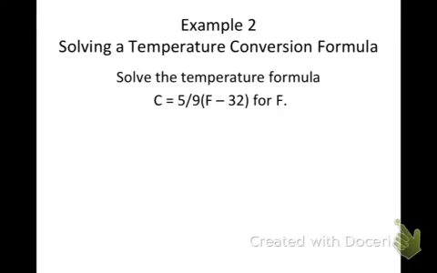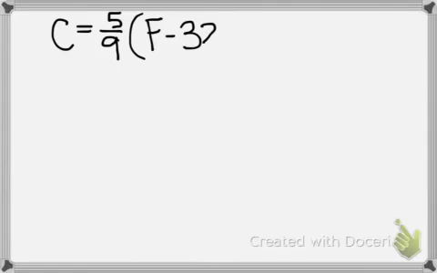Example 2. Solve the temperature formula C equals 5/9 times the quantity F minus 32 for F. Let's start off by writing our formula that's given to us. C equals 5/9 times the quantity F minus 32. In this example, it tells us to solve for F. So I want F to be all by itself.